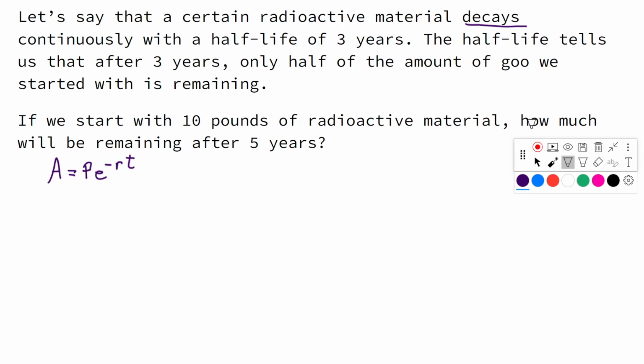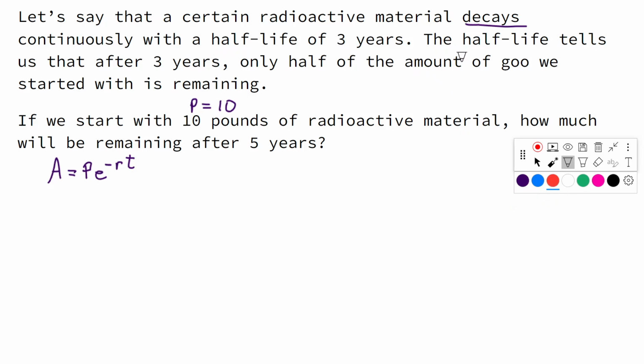The half-life tells us that after 3 years, only half of the amount of goo we started with is remaining. If we start with 10 pounds, that's going to be our P value of radioactive material. How much will be remaining after 5 years? Well, I have a principal amount. I have a time, but I don't have a rate. And this is where we're going to use that half-life information.